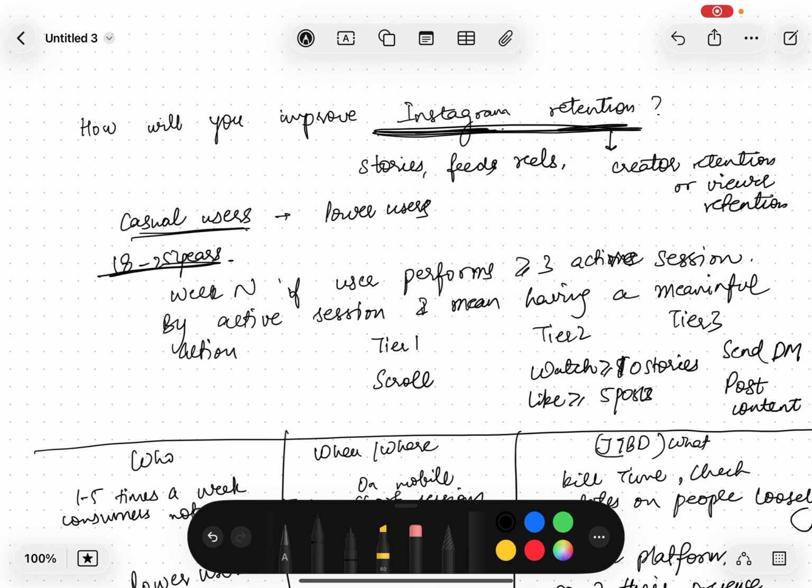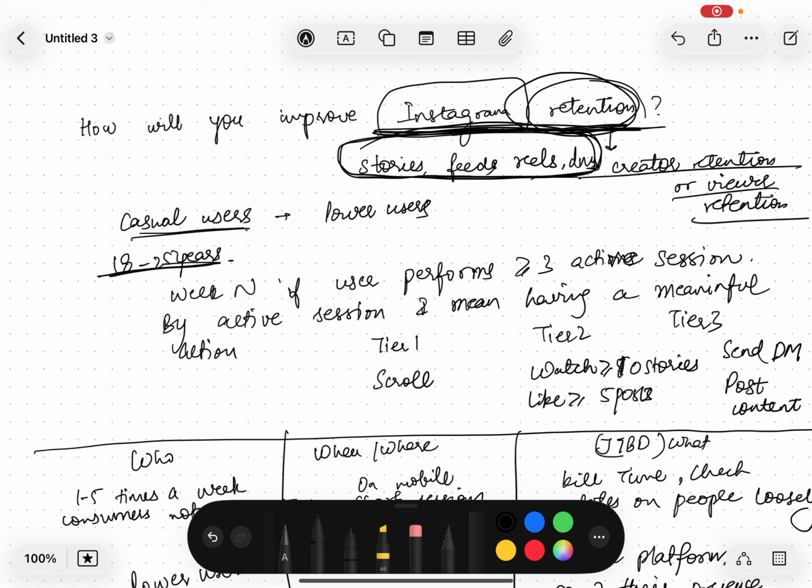So the first thing, as we talked about, is we will underline the keywords and try to ask questions around it. So first, when we are talking about Instagram, I'm assuming that we are talking about stories, feeds, reels, DMs. So everything is part of Instagram. And when we are talking about retention, are we talking about creator retention or viewer retention?